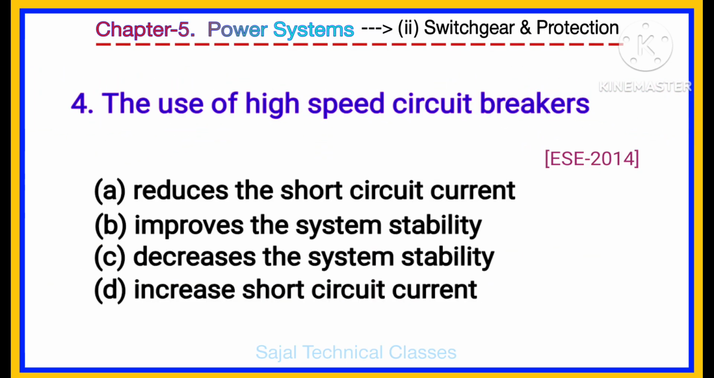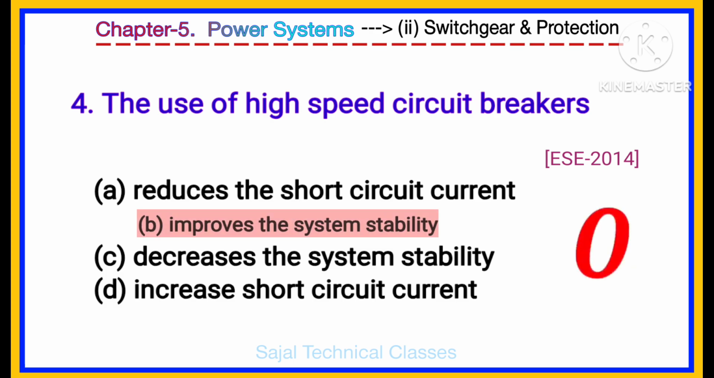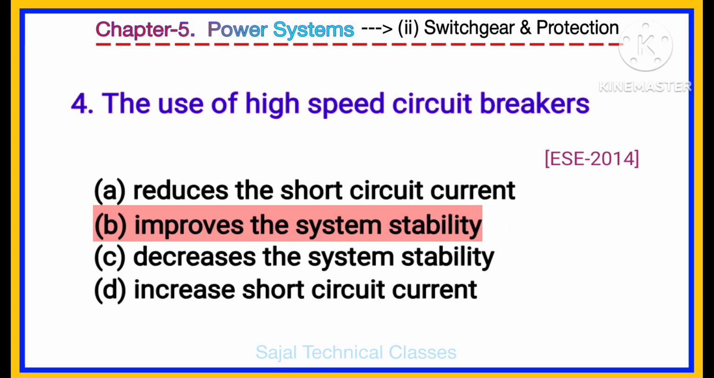Question number 4. The use of high-speed circuit breakers. Option A reduces the short circuit current. Option B improves the system stability. Option C decreases the system stability, and option D increases the short circuit current. Correct answer option B improves the system stability.